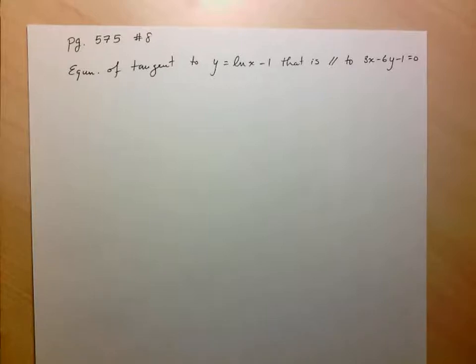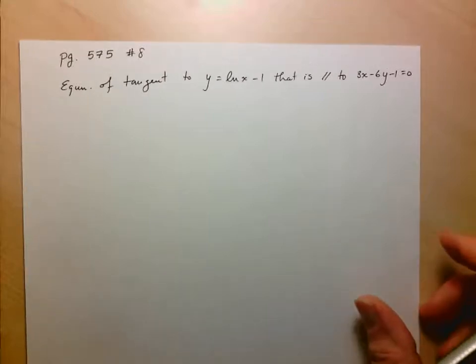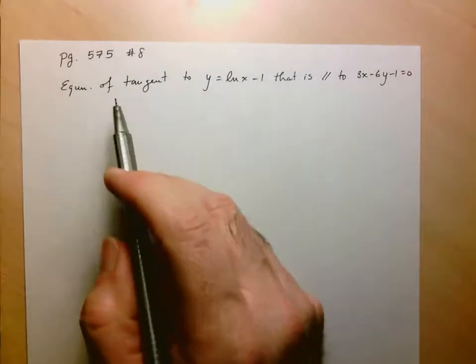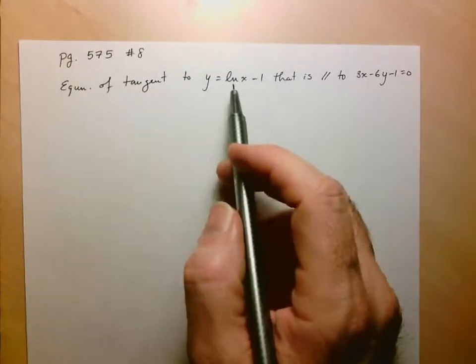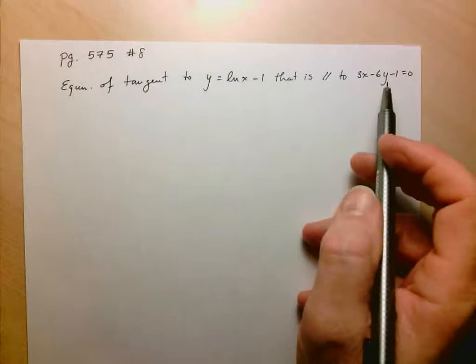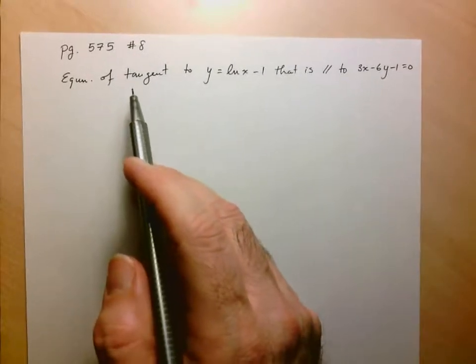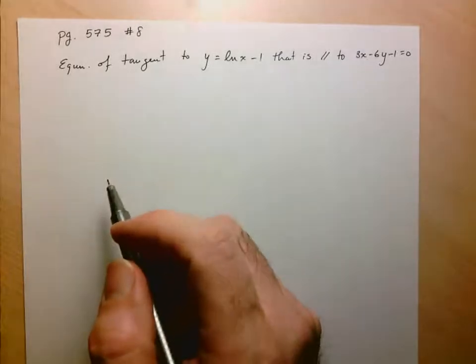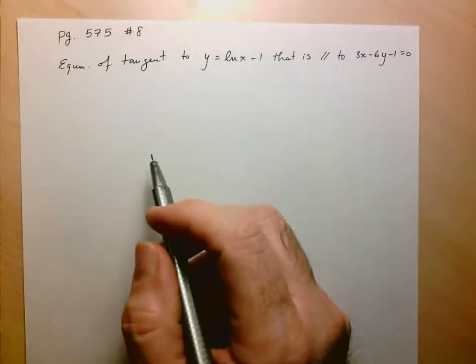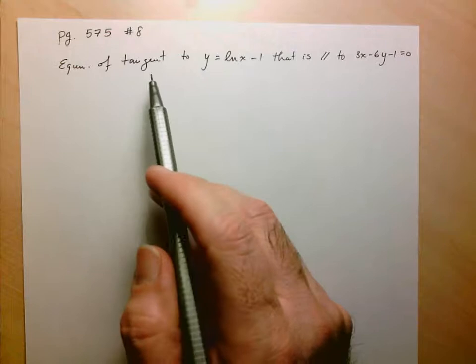Hi folks, we're going to take a look at number 8 from page 575 here, and they're asking us to find the equation of the tangent to this curve that is parallel to the given line. Since we're looking for the equation of a tangent, which is a line, we need a slope and we need a point.